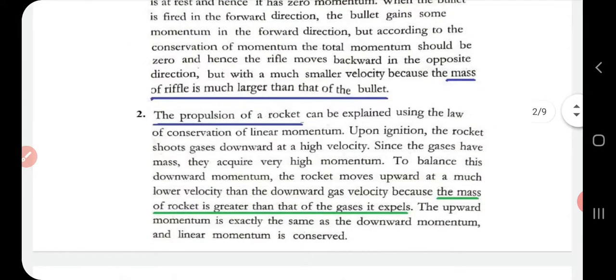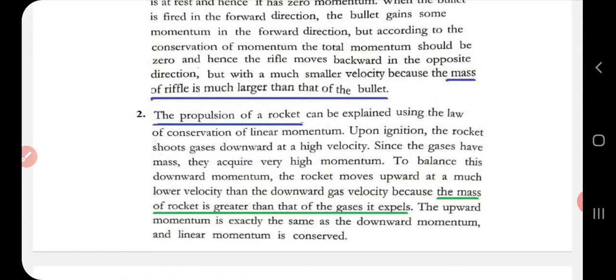Another example is the propulsion of a rocket. So you might have seen this rocket launching. Upon ignition, the rocket shoots gases downward at a higher velocity. That is, when a rocket is ignited, you can see gases going downward with a high velocity. And since the gases have mass, they acquire very high momentum. So the gas is moving downward with a high velocity and high momentum.